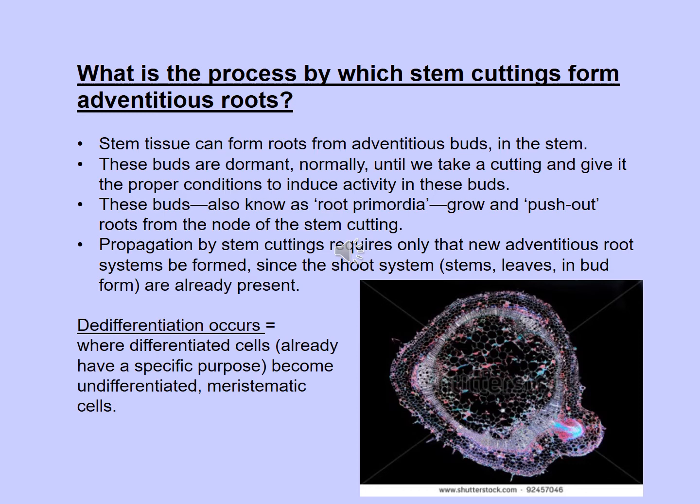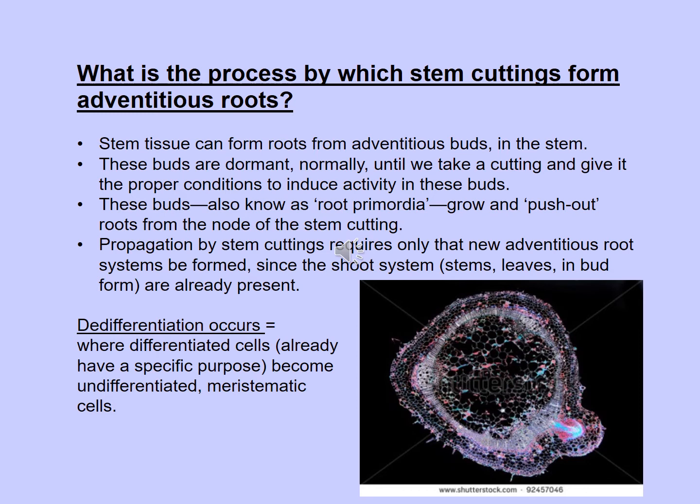Propagation by stem cuttings requires only that new adventitious root systems be formed, since the shoot system is already present. You took a stem off of a plant and tried to get roots to form on one end, the bottom end. And by the way, when you do take stem cuttings, sometimes when you're doing really long stems or vines, you can almost forget which way was down, what was the bottom portion of your cutting. So you do have to remember that and stick that bottom part into the media, not the top part. It really doesn't work if you stick it in upside down.